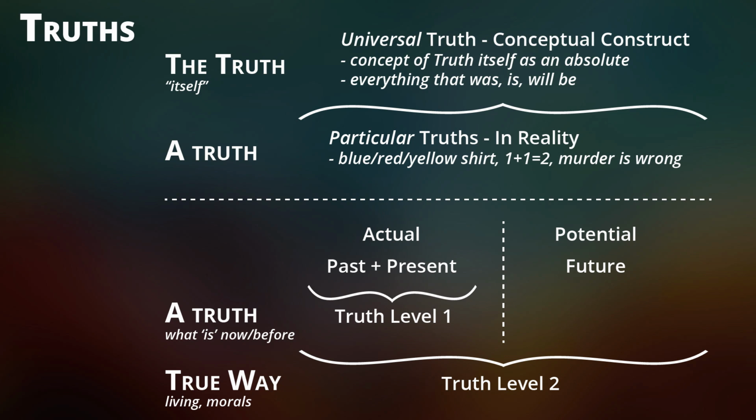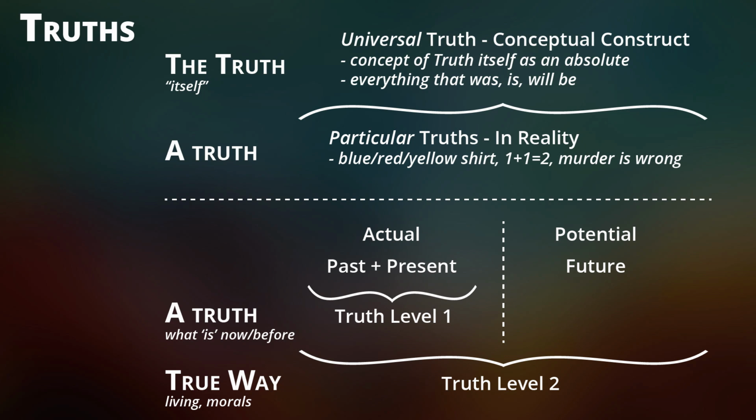So far I've talked about universal and particular truths, such as the truth and a truth. So the truth itself is the universal truth, the conceptual construct. It's the concept of truth itself as an absolute. Everything that was, is, or will be falls into the categorization of this universal, the truth itself, and itself in quotes because it's not in itself. It's just an imagined itself. It's not an actual thing.